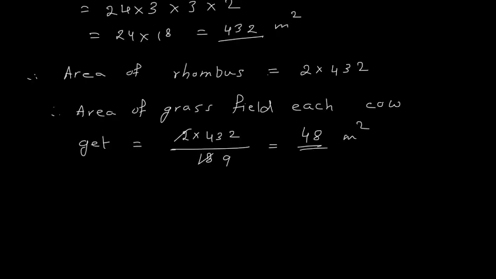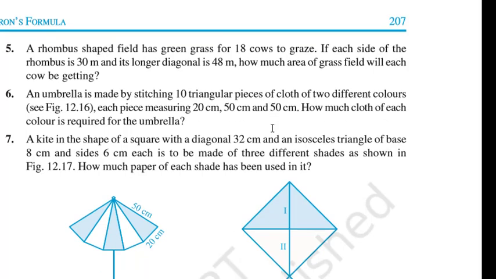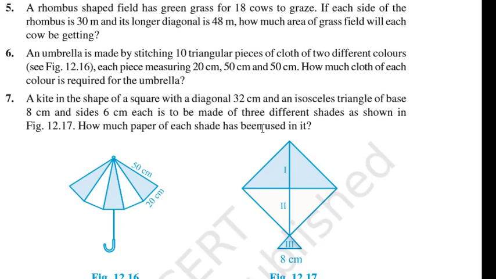Now the next question, the sixth question. An umbrella is made by stitching 10 triangular pieces of cloth of two different colors, as we can see in figure number 12.16. Each piece measures 20 centimeter, 50 centimeter, 50 centimeter. How much cloth of each color is required? So there are 10 pieces, 5 pieces of one color and 5 pieces of the other color. So I have to find the area of 5 pieces.